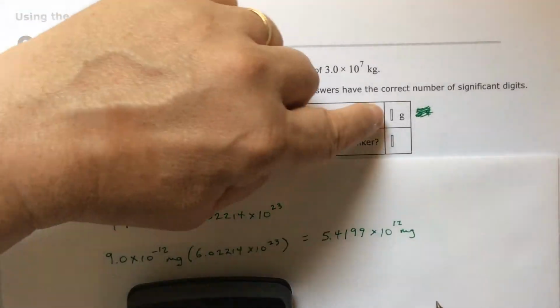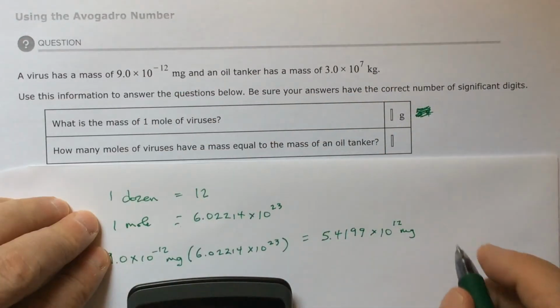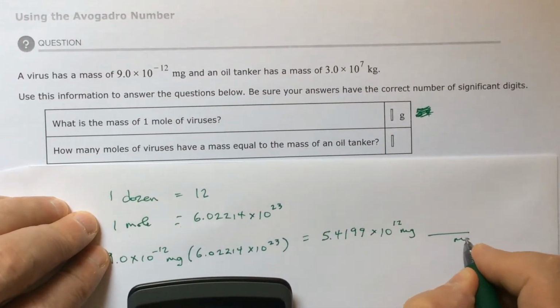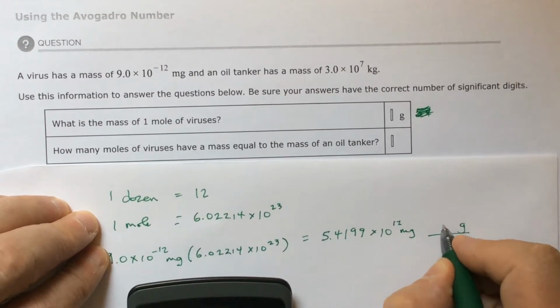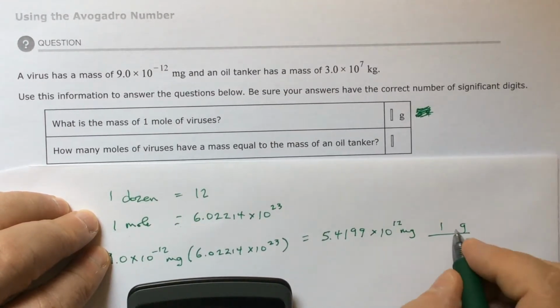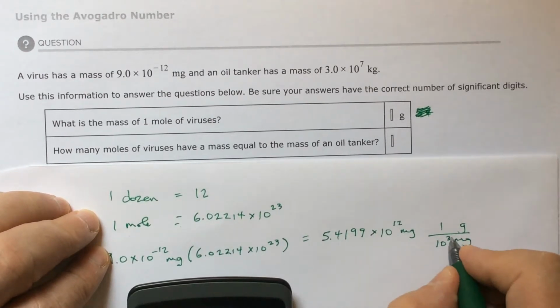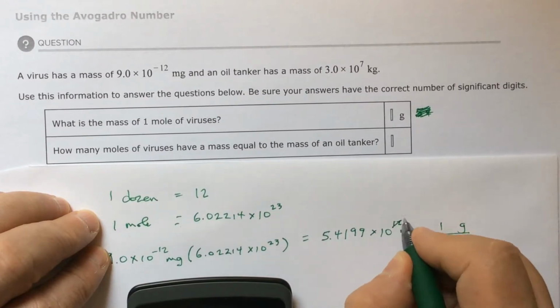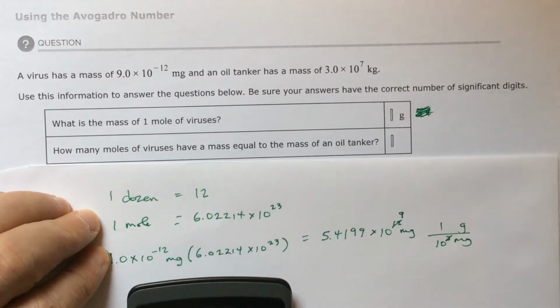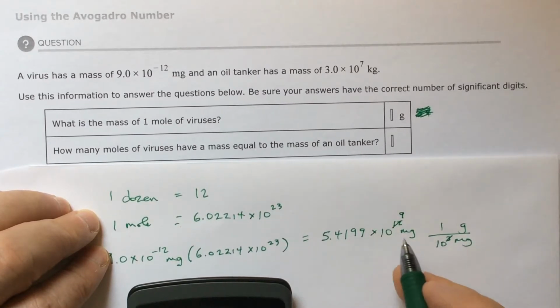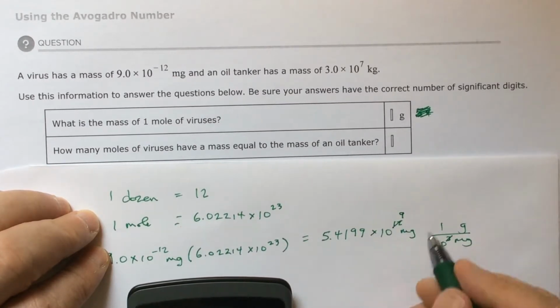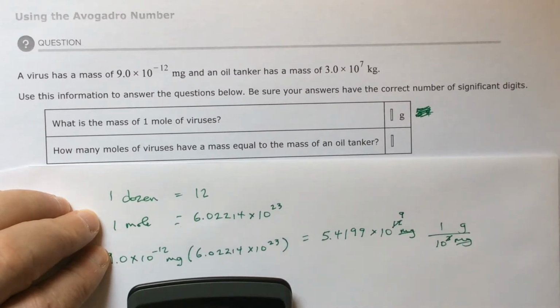They're asking us for grams. So I need to get rid of milligrams and find grams. Well, gram is bigger, so I'm going to put a 1 in for the gram, and there are 1,000, that's 10 to the 3 milligrams in a gram. So 3 of these cancels with 3 of these, leaving 9. So I'm going to have 5.4199 times 10 to the 9th grams. Milligrams have canceled, I'm now in grams.